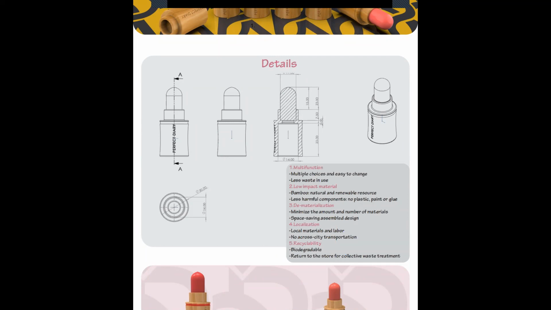Then, it's the dematerialization. We minimize the amount of materials and simplify the processing steps. And the localization means we use local resources because luckily Chengdu is a bamboo producing area and there are bamboo processing factories around. Based on the new design, we also come up with a concept that customers can return the used lipstick section to store for collective waste treatment, or maybe for exchanging of a new one.